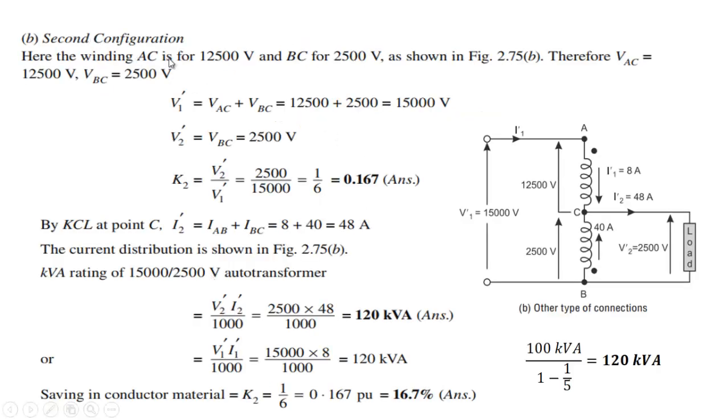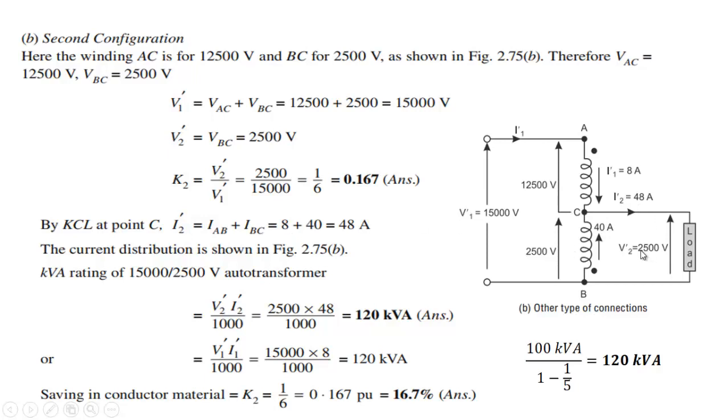Now the second distribution will be the same thing, but the output will be taken across the 2500 low voltage winding. So here the winding AC is for 12,500 and BC is 2500, as shown in this figure. Therefore VAC will be 12,500, VBC is 2500. So V1 will be equal to 15,000 as it was in the earlier case, but V2 will be equal to 2500. So here the current will be 8 amperes, here the current will again be 40 amperes, the dot will now be this. So here it will be 48 amperes.